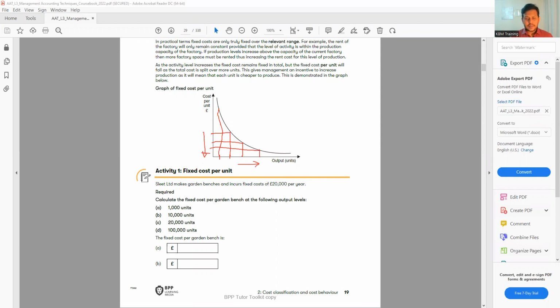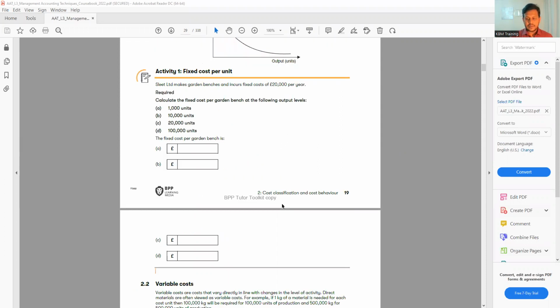All right, we have one example. Let's have a look at this one. Activity one, let's try it everyone together. Still Limited makes garden benches and incurs fixed cost of 20,000 per year. Calculate the fixed cost per garden bench at the following output. So what happens if I make 1,000 units, 10,000, 20,000, 100,000? My total cost is 20,000. So how much will be the fixed cost per garden bench if I make 1,000 units for A, 10,000 for B, 20,000 for C, and 100,000 for D? I'll give you 2 minutes to make some workings and then we'll do it together.